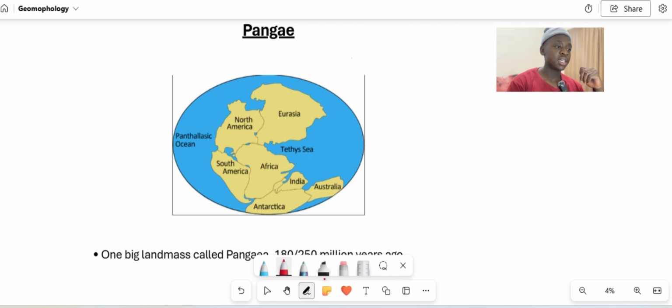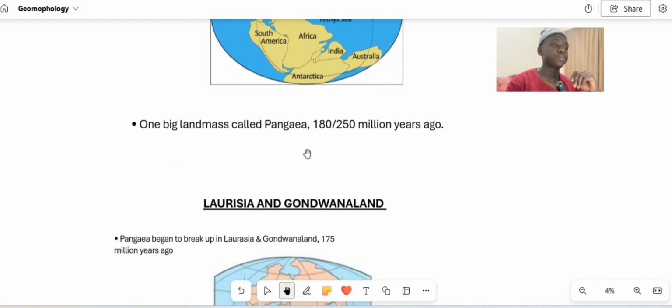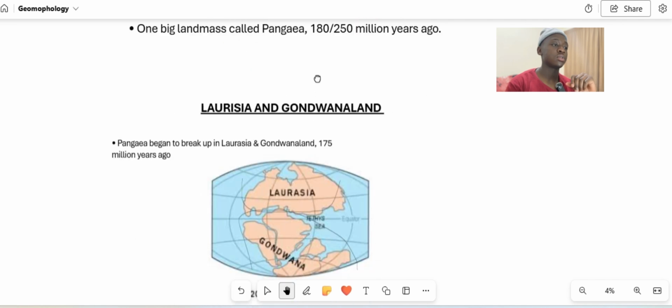Here it depicts that these lands, which are North America, Eurasia, Africa, South America, the Atlantic, and Australia, were once all connected and were once a huge landmass. That is what the theory depicts, and it was 180 to 250 million years ago.